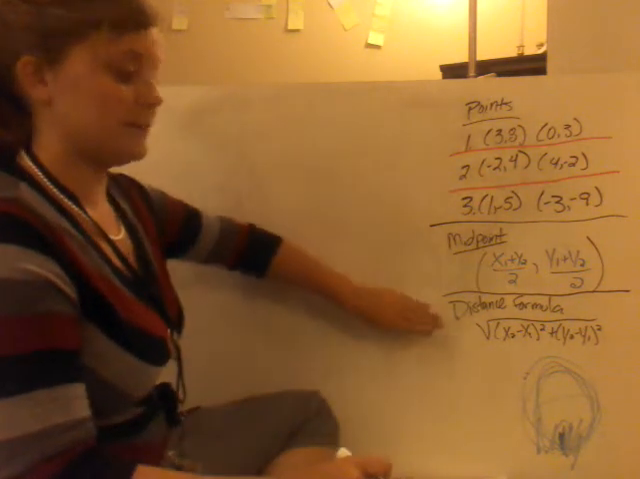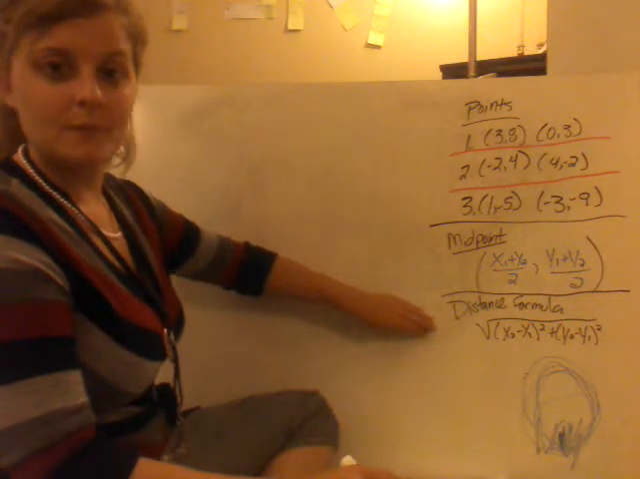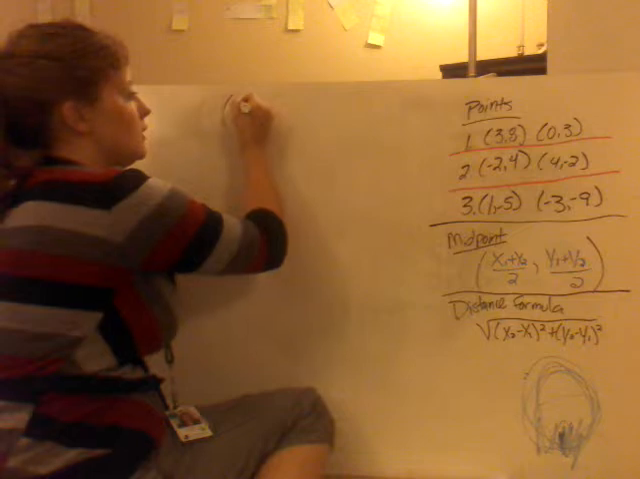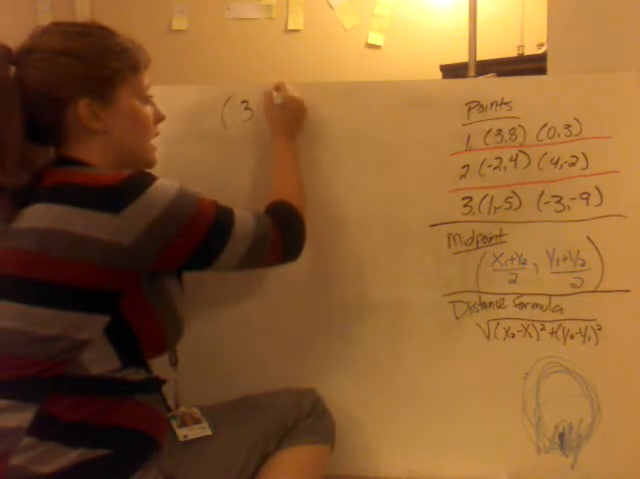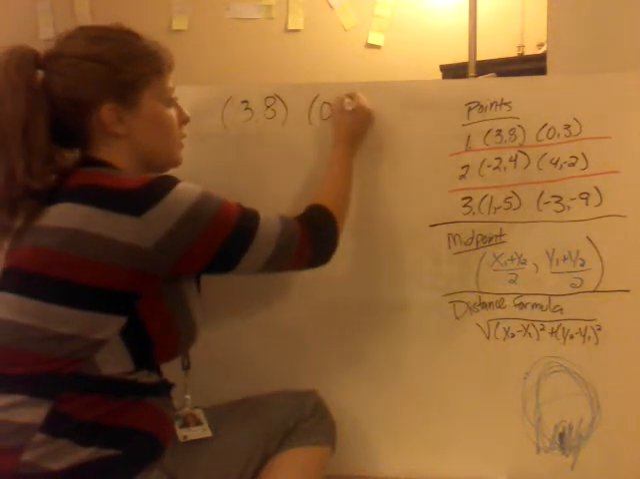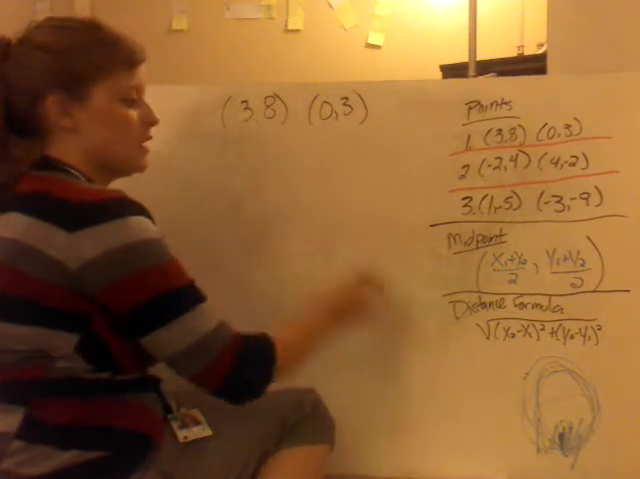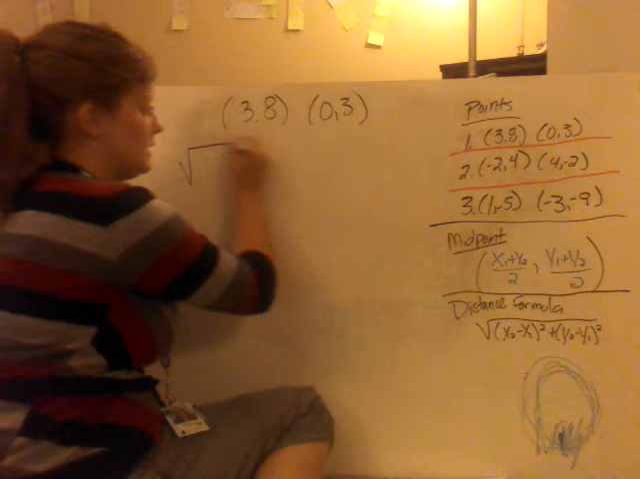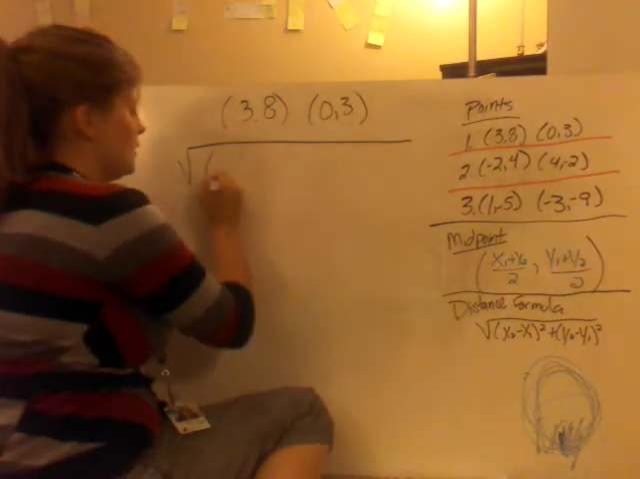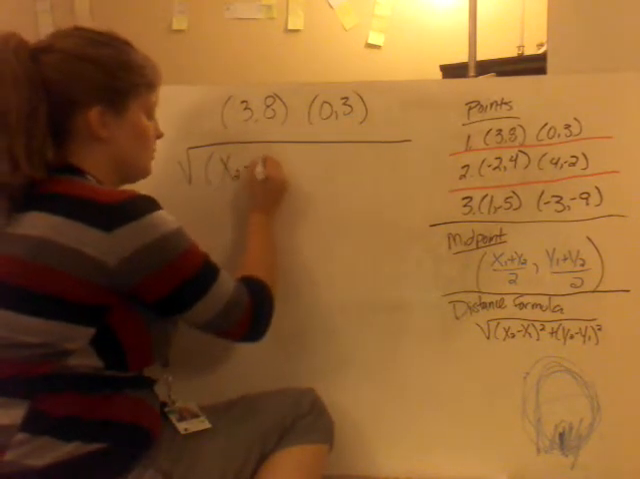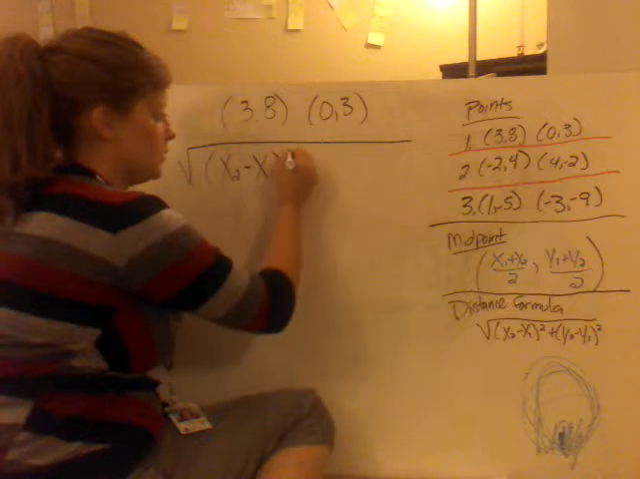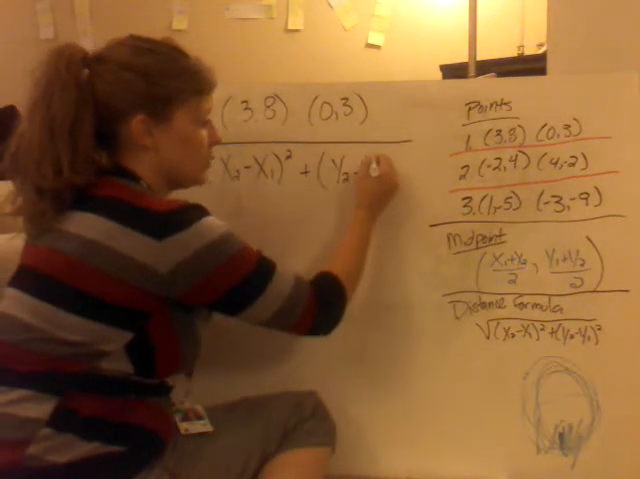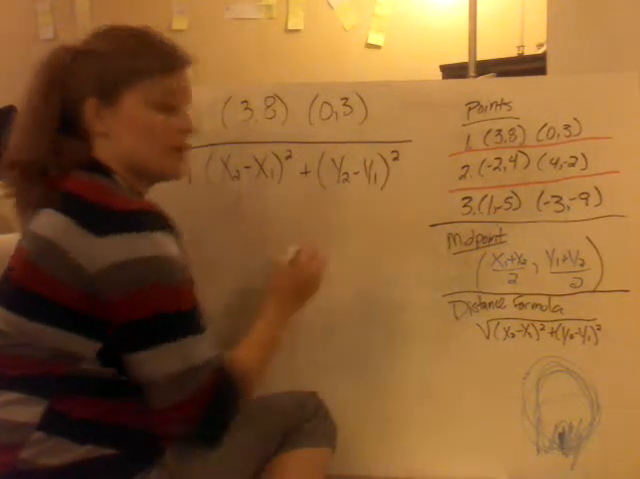Okay, so next up, we're going to do distance formula. So we take our first 2 points. 3, 8, and 0, 3 is our distance formula. I'm going to go ahead and rewrite it just so we can definitely see it. I've got x2 minus x1 squared plus y2 minus y1 squared.